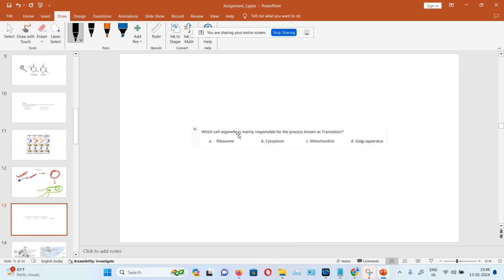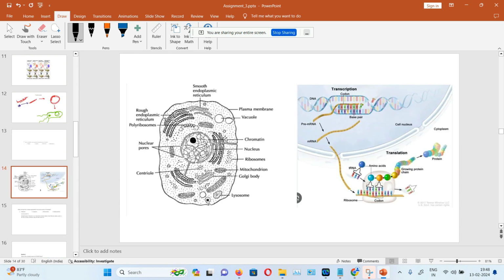Which cell organelle is mainly responsible for the process known as translation? So translation is the process in which protein is synthesized from the DNA sequence. And this happens in two steps. One is that from the DNA, a messenger RNA or mRNA is formed, which contains the complementary code for the DNA strand. And the messenger RNA is transported from the nucleus to the cytoplasm through the nuclear pores and reaches the ribosome.